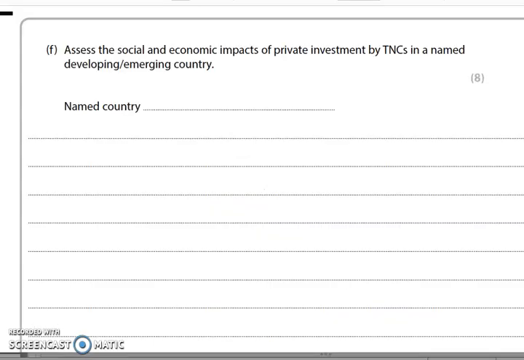So now we're going to look at the 8-mark question. Assess the social and economic impacts of private investment by TNCs in a named developing/emerging country.